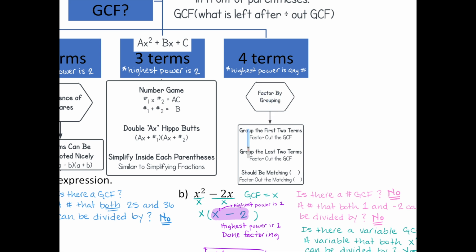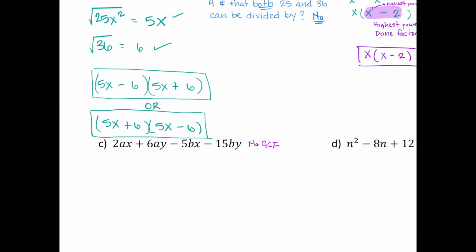Remember that with factor by grouping, you group the first 2 terms, then you factor out the GCF from the first 2 terms. You group the last 2 terms, and you factor out the GCF from the last 2 terms. And then there should be matching parentheses, and you factor out that matching parentheses. So let's do factor by grouping.